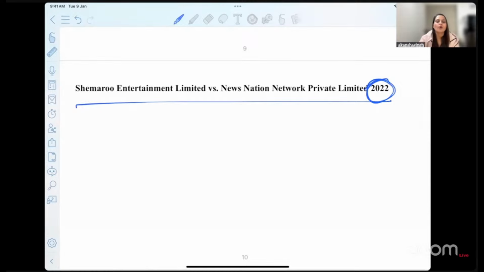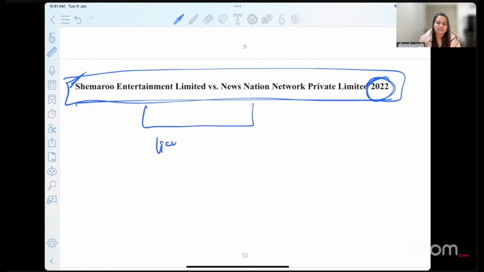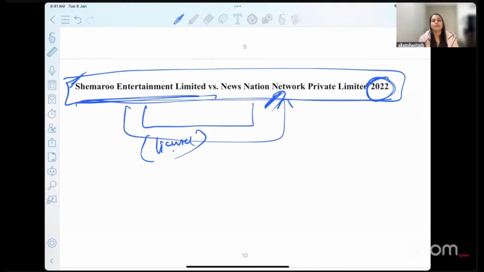Whatever you are reading, always try to cover the recent updates with respect to that. When I say recent updates, I mean the judgments that have come touching on this particular aspect. So if you attempted this question and if you have actually read this particular judgment, you will find a lot of similarity between the question and this case law. Here also there was a lapse of license. The party had rescinded the contract and the license had ended, but this party continued to broadcast the entertainment or the copyrighted work of Shimaru Entertainment Limited.